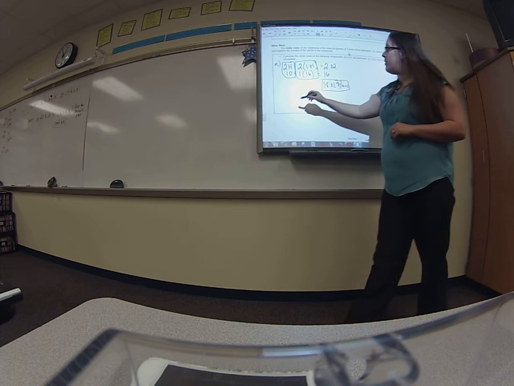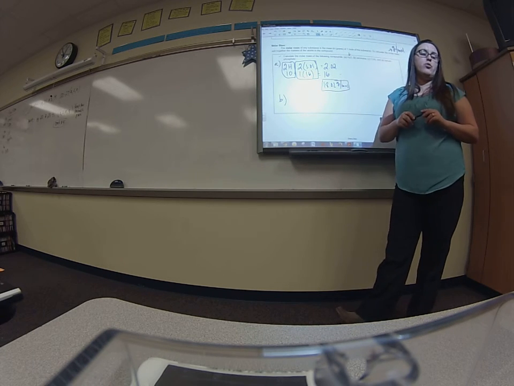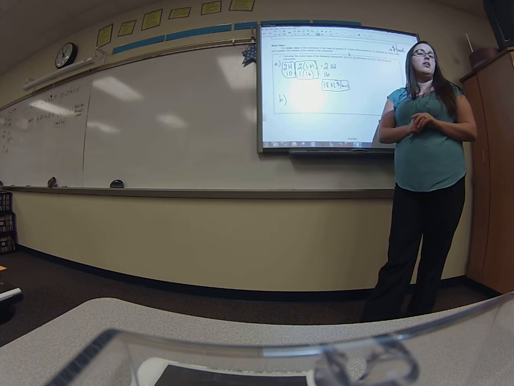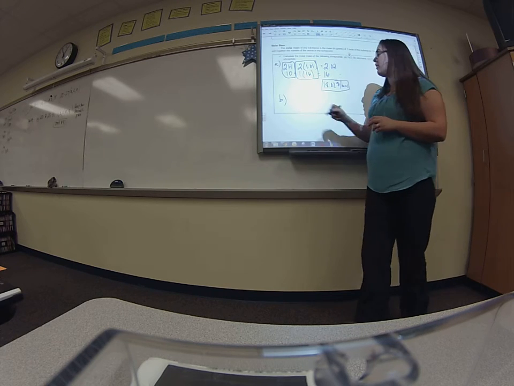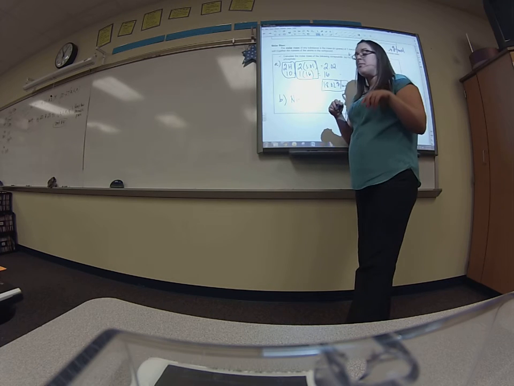Okay, so B. B is ammonia. This was one of the compounds from last chapter that you need to have memorized. What is ammonia? Now that's ammonium. Ammonia is a compound, NH3. Very good. Okay, so if this is my compound, I'm going to list my elements.